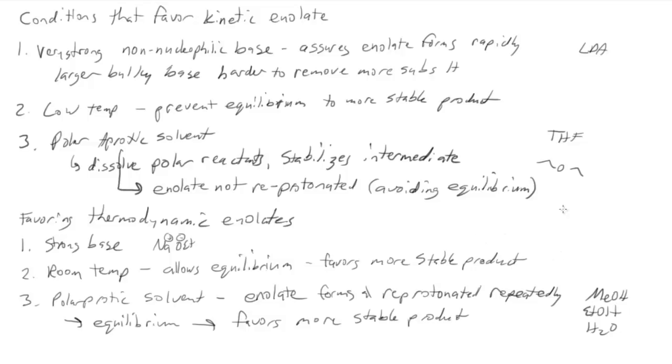Example of temperatures, so room temperature versus low temperature. Low temperature might be minus 78 degrees C, which is dry ice in acetone, or 0 degrees C, which is water and ice, versus room temperature, which we typically say is 25 degrees C, even though that's probably warmer than a lot of our labs are, but that's standard room temperature.